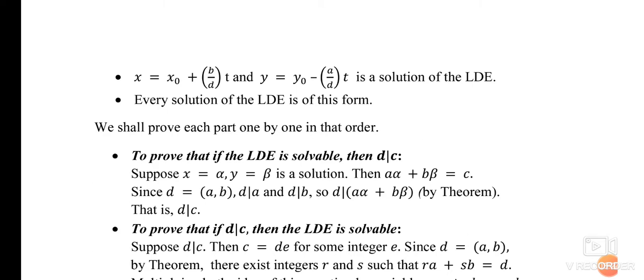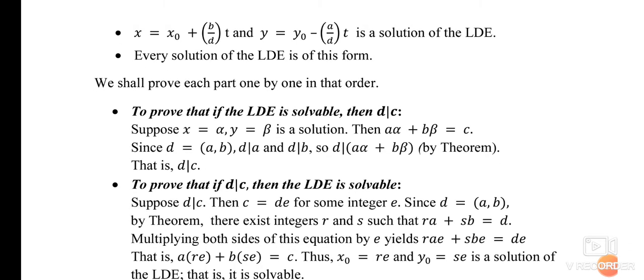Since D is the GCD of A and B, GCD means the greatest common divisor of A and B. So D divides A and D divides B. D divides A and D divides B implies D divides any linear combination of A and B. This is my theorem. So D divides A alpha plus B beta. Alpha A plus beta B value is C. So obviously this implies D divides C. Now we have proved the first part.